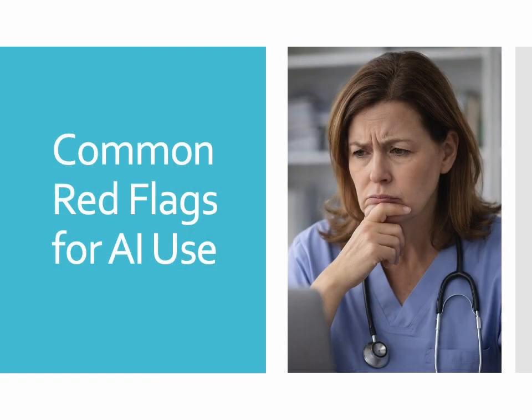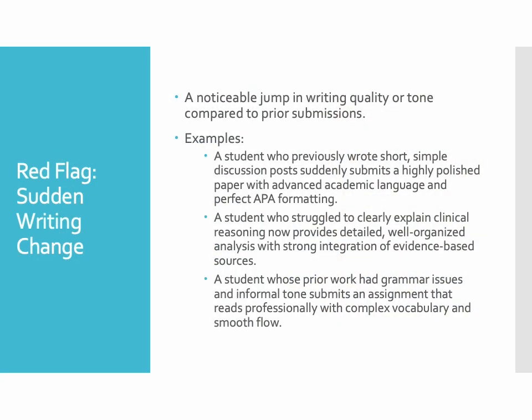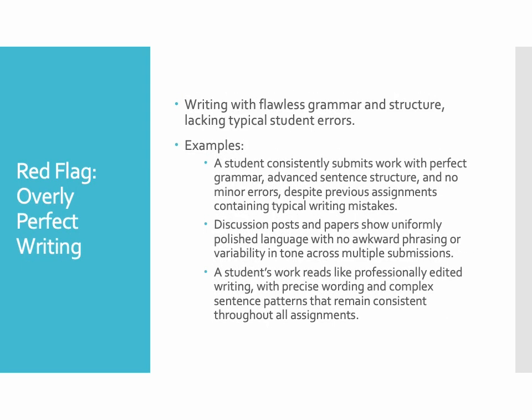First, common red flags. A sudden writing change and jump in quality or tone should be evaluated by faculty, as this may be an indicator of AI generation. Several examples are included here. Overly perfect, flawless, and mechanical writing with every single submission can also be a common red flag for AI generation use. These submissions read like professional textbooks and not like student submissions.